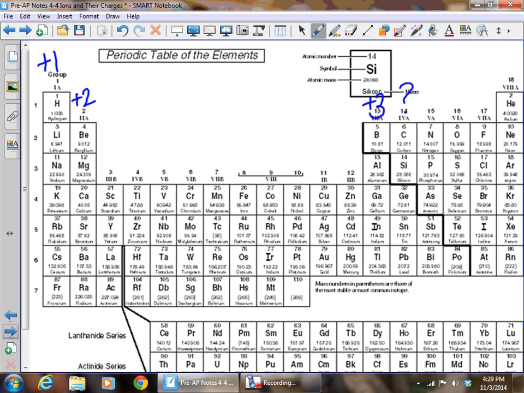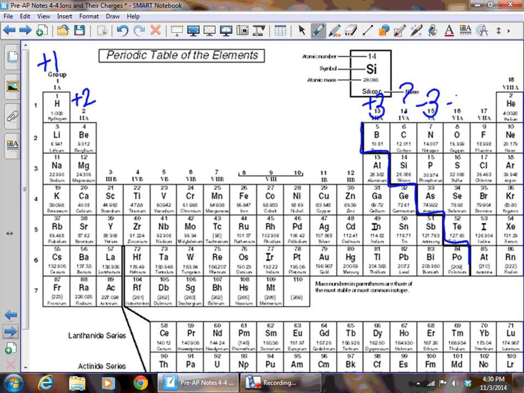For our group 5A, -3 when they're in just simple compounds. That's the charge that they're going to form. And these will work down to the staircase. This staircase is kind of a barrier for those charges. In some instances, it'll go past that staircase, but that's pretty much where we're going to draw our barrier line.